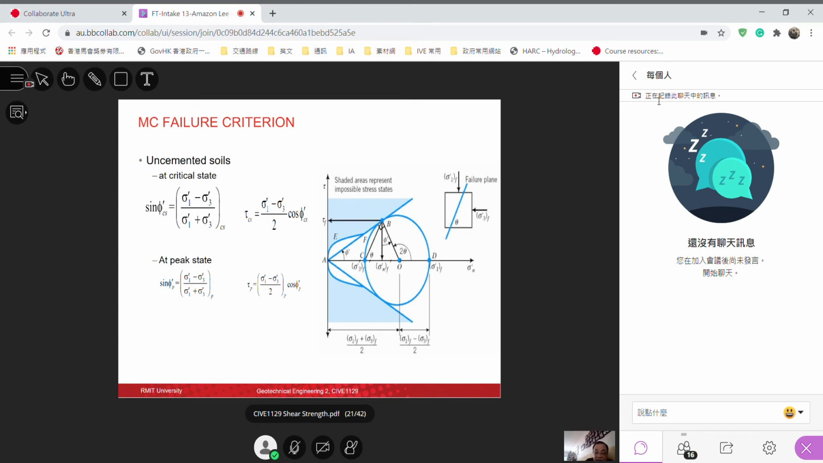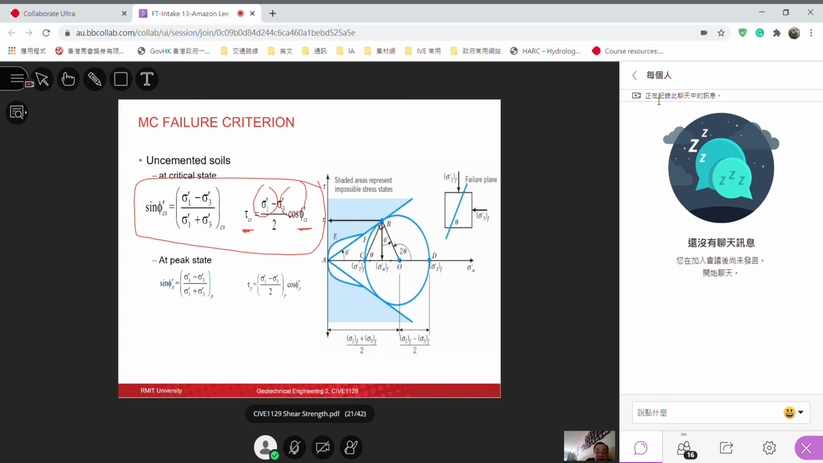Here, this equation. This is the maximum shear stress along the failure plane, and then it's the angle of friction. This is the major principal stress. This is the minor principal stress.